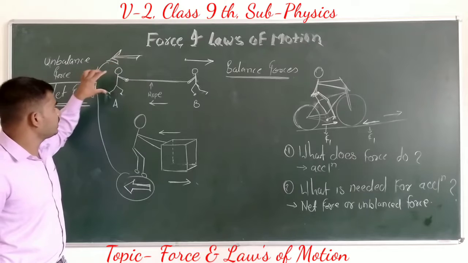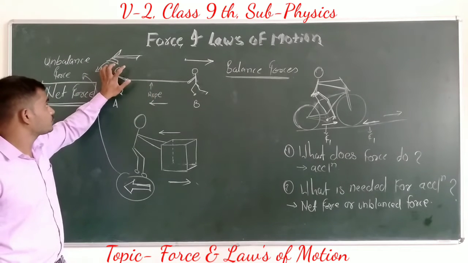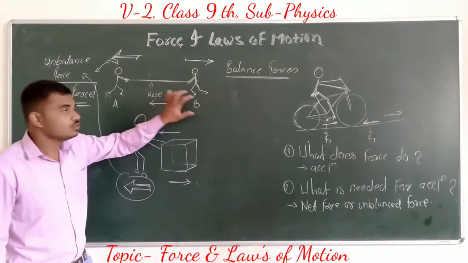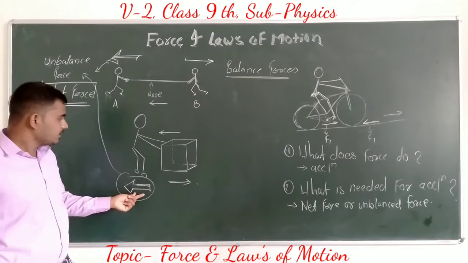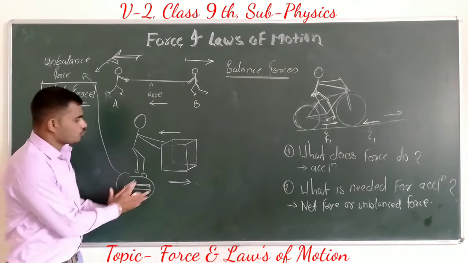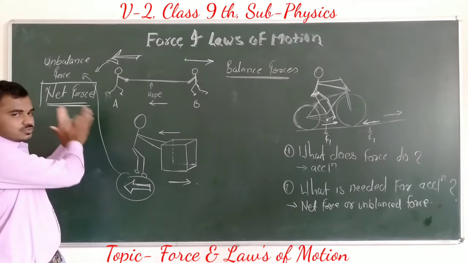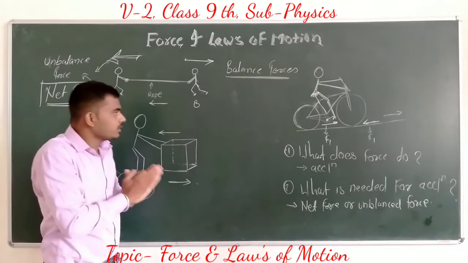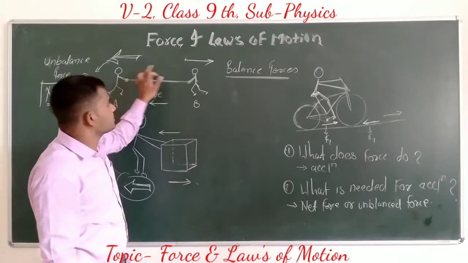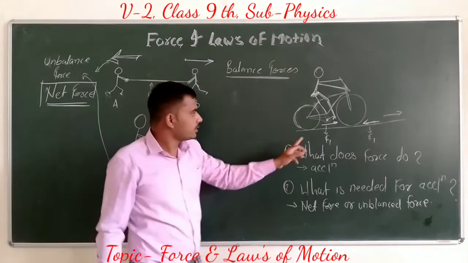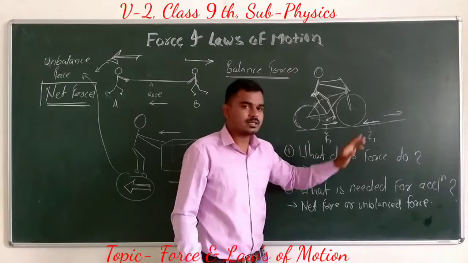Here a boy applies a net force on that rope, which means that force is greater than the frictional force. So here that is an unbalanced force. Here the boy applied the net force, meaning a greater force than the frictional force, then that is an unbalanced force, that is a net force. But if we apply both equal forces on that same body, then these forces are balanced forces. Here we apply F1 and the frictional force is also F1. These are the balanced forces.